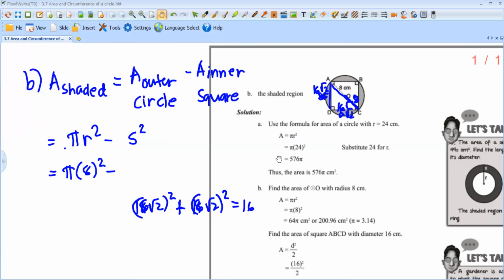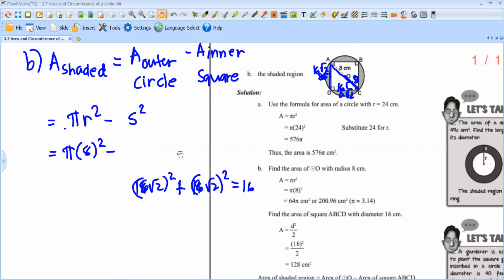The radius is 8, right? So just wait for the diameter. So 8 squared, what is the area? Give the area. Let us see, 64 pi, right?